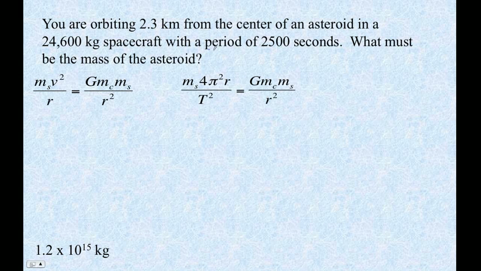Okay, so notice that this one's got period in it, right? And this is kilometers, so that'll have to be times 10 to the third. And then we've got the mass of the spacecraft, but that's a satellite mass, so that's going to cancel, right? Clearly, we got to use this condition because we've got the period. Well, to be perfectly honest, you could put that 24,600 in there, and it would turn out to be inconsequential. It'll cancel.